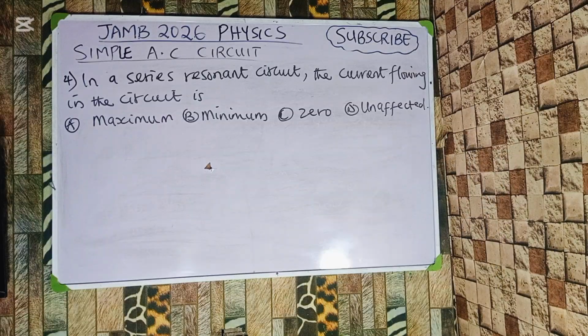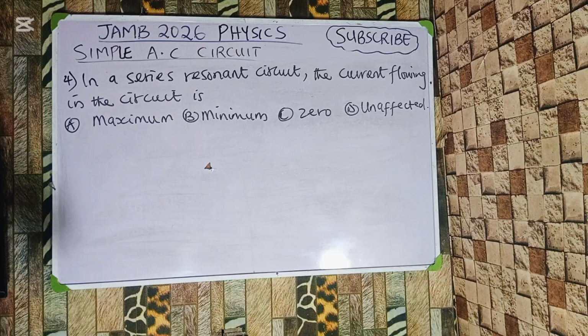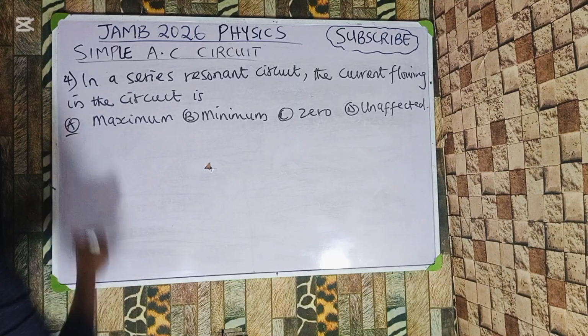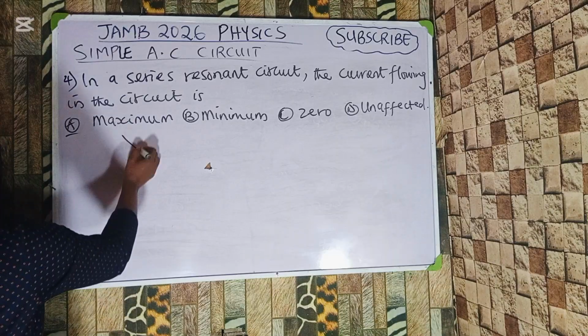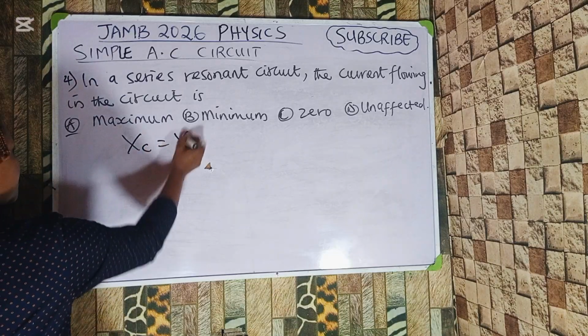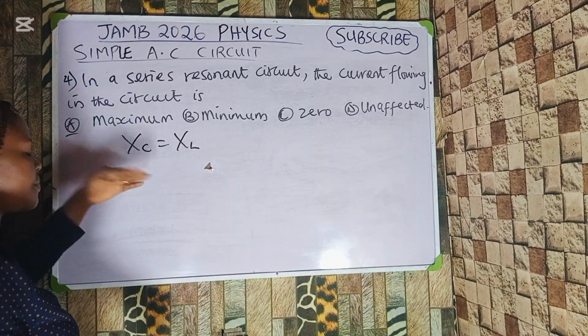Question 4. In a series resonance circuit, the current flowing in the circuit is what? Option A, maximum. Option B, minimum. Option C, 0. Option D, unaffected. Now, in resonance circuits, what happens is that maximum current is obtained, right? And at that particular point, the capacitive reactance is equal to the inductive reactance, right? So I will say that XC is equal to XL, right? Now this is the resonance frequency.